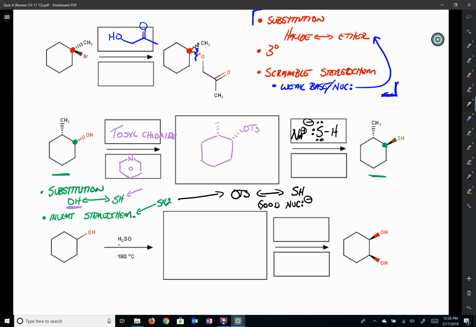We shouldn't have to worry too much about our solvent in this case. Right? We could pick something like, well, I don't know, THF maybe will be all right, or DMSO, something like that, okay?